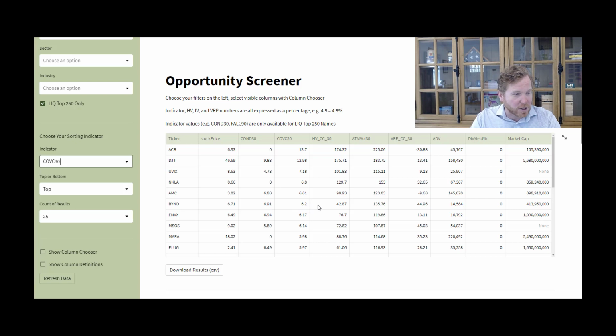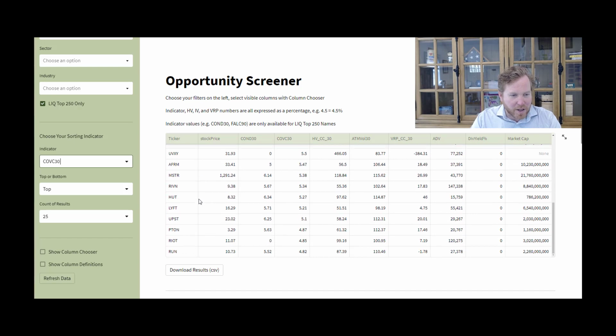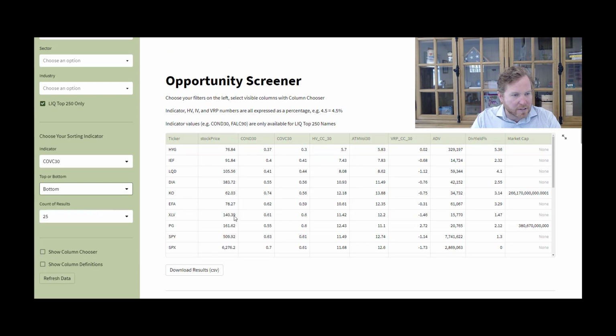SPY will probably never show up here. It's the UVIXs, the Nikolas. I wouldn't necessarily consider a UVIX a covered call candidate, but it's got high call skew. These are the types of names that you'll see there. But you can go top or bottom, so you can say what are the highest values and what are the lowest values. These are the boring names that have pretty low implied volatility.